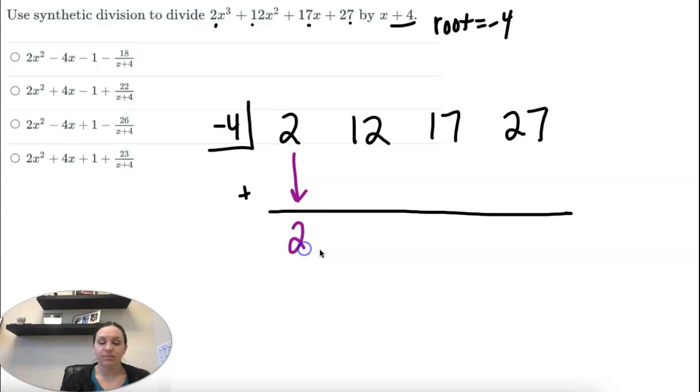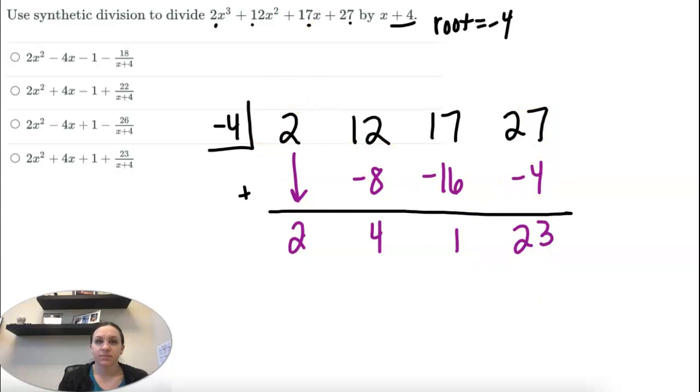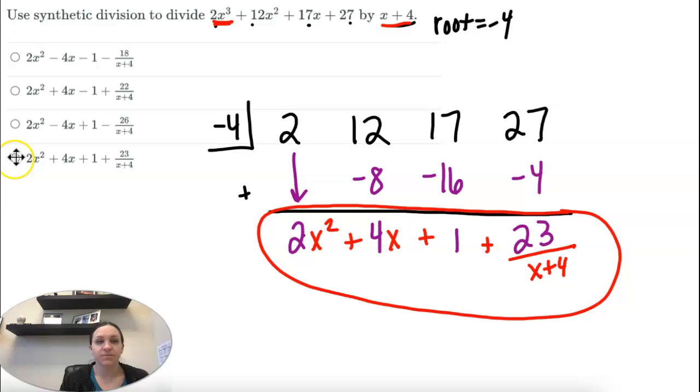Bring down the first one, and then we're going to multiply. 2 times negative 4, negative 8, add. 4 times negative 4, negative 16, add. 1 times negative 4, add. So 23 is our remainder, and that's going to be a fraction with x plus 4. It's a positive, and then we're going to fill in starting with 1 less degree. So that's x cubed, so it's 2x squared, positive 4x, positive 1. And this whole thing down here, this is our answer.